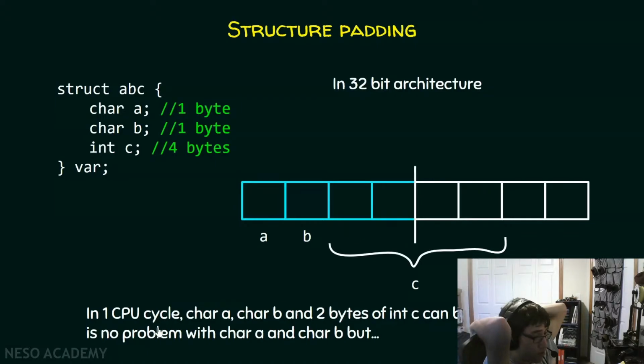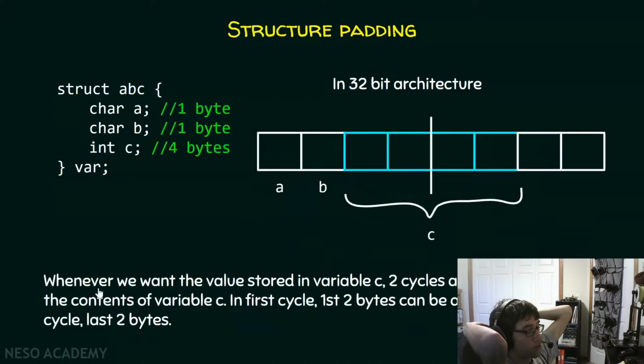And there is no problem with character A and character B. In one CPU cycle, both the variables can be accessed easily. But whenever we want the value stored in variable C, 2 cycles are required to access the contents of variable C. Suppose we want to access this variable only, right? Then 1 cycle is required to access these 2 bytes, and 1 cycle is required to access these 2 bytes. So total 2 cycles are required to access variable C.